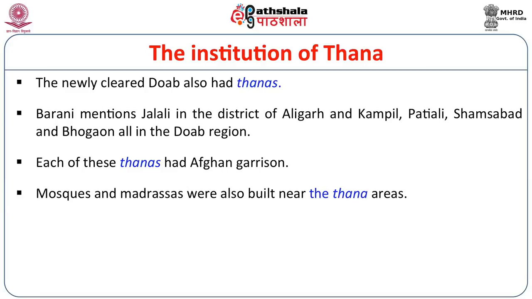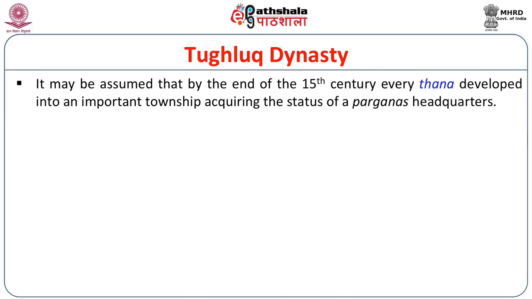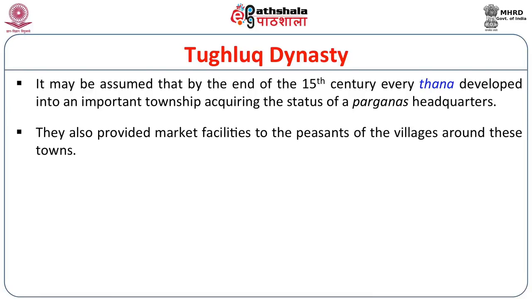Mosques and madrasas were also built near the thanas, which again became a feature of these urban spaces. This definitely had a great civilizing impact on society as a whole. It may be assumed that by the end of the 15th century, every thana developed into an important township, acquiring the status of a pargana headquarters, which is a lower unit of the administrative system. They also provided market facilities to the peasants of the villages around these towns. So it is again because of the thanas that organized markets could develop.